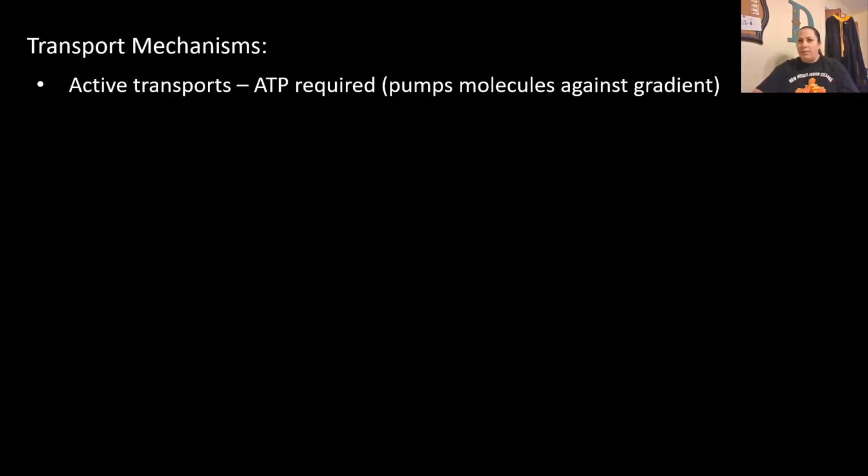All right, let's talk a little bit about this transport of moving in and out of the cell. Now, there is what we call active transport. Active transport is going to be where ATP or energy is required to move substances. And the reason why ATP is required is because we're going to try to move substances against their concentration gradient.